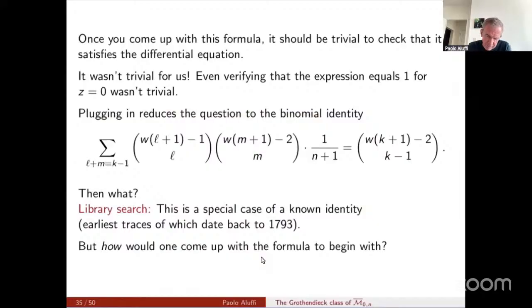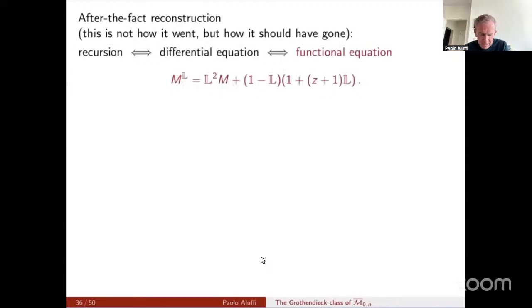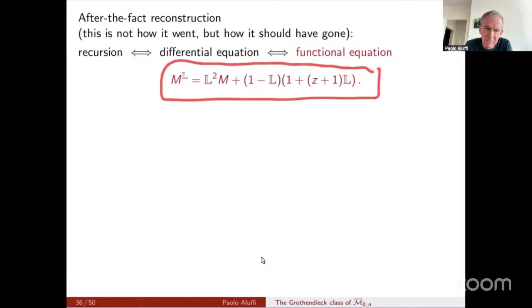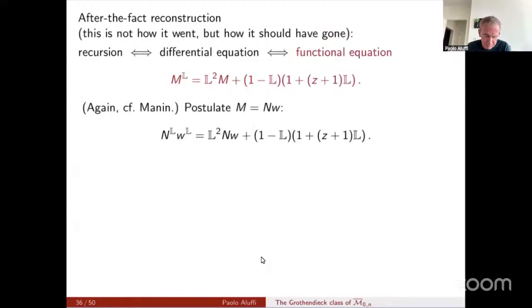So you see, the question is, how will you come up with the complicated formula to begin with? And this is where I have this after-the-fact cheating reconstruction. This is not the way it went, but it could have gone like this if I had thought things in a certain way. You have a differential equation. The other thing that Manin gave us is a functional equation, and let me reproduce it here. Manin told us that this generating function satisfies this particular functional equation. The task is to solve for m.